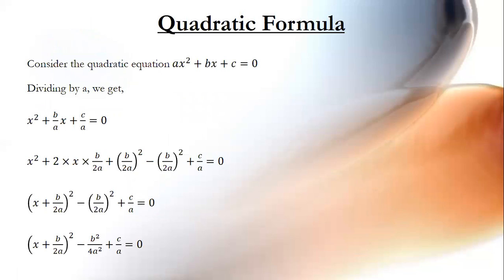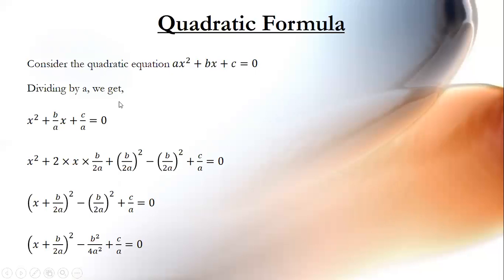Now we move on to the next method using the quadratic formula. This is the most useful formula, and whatever the equation, we will be able to find a solution using this formula. So let us see how the formula is derived. Consider the quadratic equation ax square plus bx plus c equal to 0. Same as in completing the square, we are going to derive this formula.